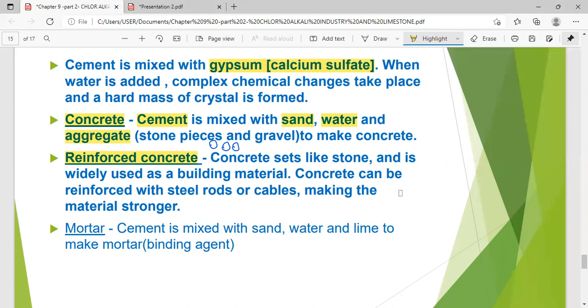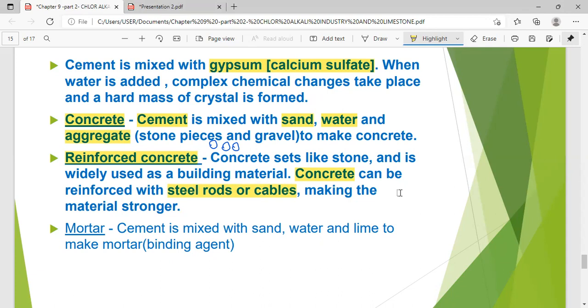Concrete is already hard. It says here concrete sets like stone. Now, this concrete can be reinforced by adding steel rods or cables. When you pass by construction areas, you can see a lot of these metal structures, and people will be adding the concrete to it. So this is called reinforced concrete.